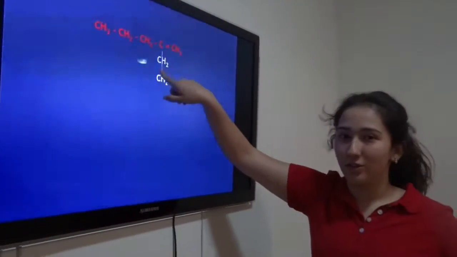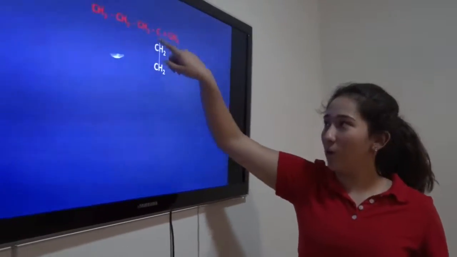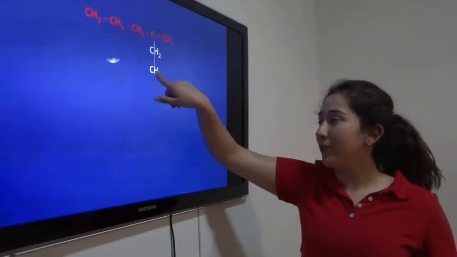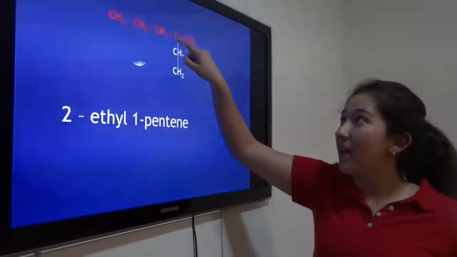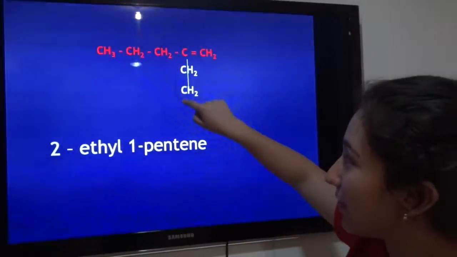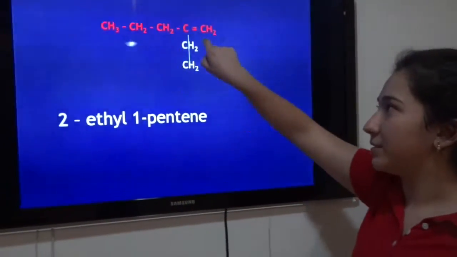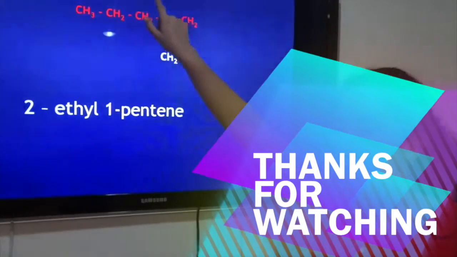So this branch is on number 2, and this is called an ethyl. So we are going to count to place the ethyl, but we also need to count where the double bond is. So we are going to put 2-ethyl-1-pentene: 1 because it's where the double bond is, and pentene because we have 1, 2, 3, 4, and 5 carbon atoms.